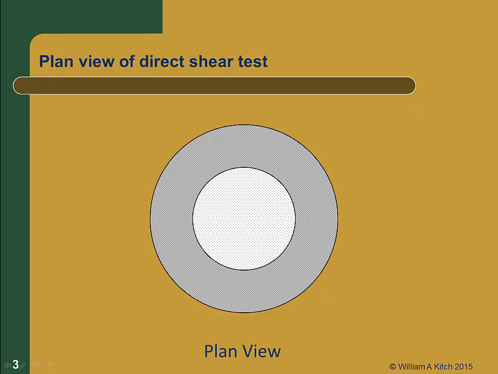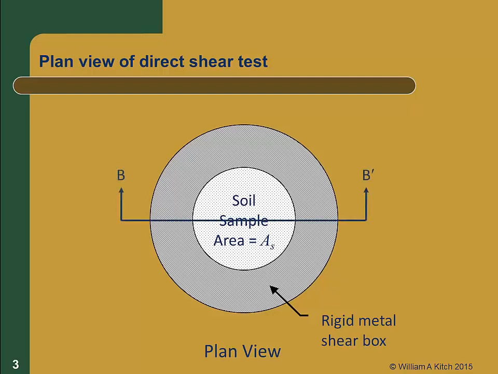This figure shows a plan view of a typical direct shear test box. The soil sample used in this test is cylindrical in shape with a cross-sectional area of A sub s, and it's contained in a donut-shaped rigid metal shear box. To understand the operation of this test, it's best to look at a vertical cross-section through the shear box. For the rest of this webcast, we will be looking at a vertical section cut through the shear box at BB' shown here.